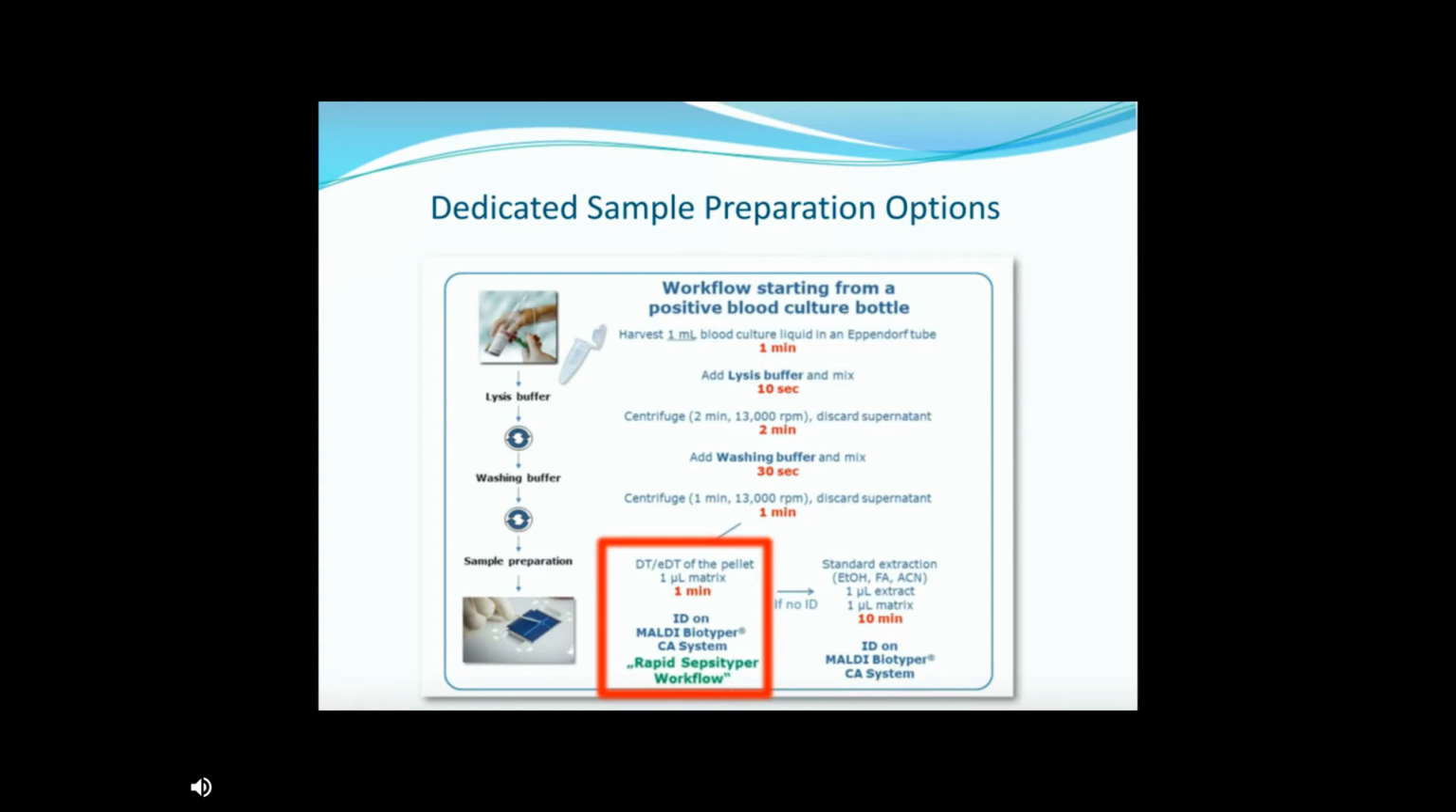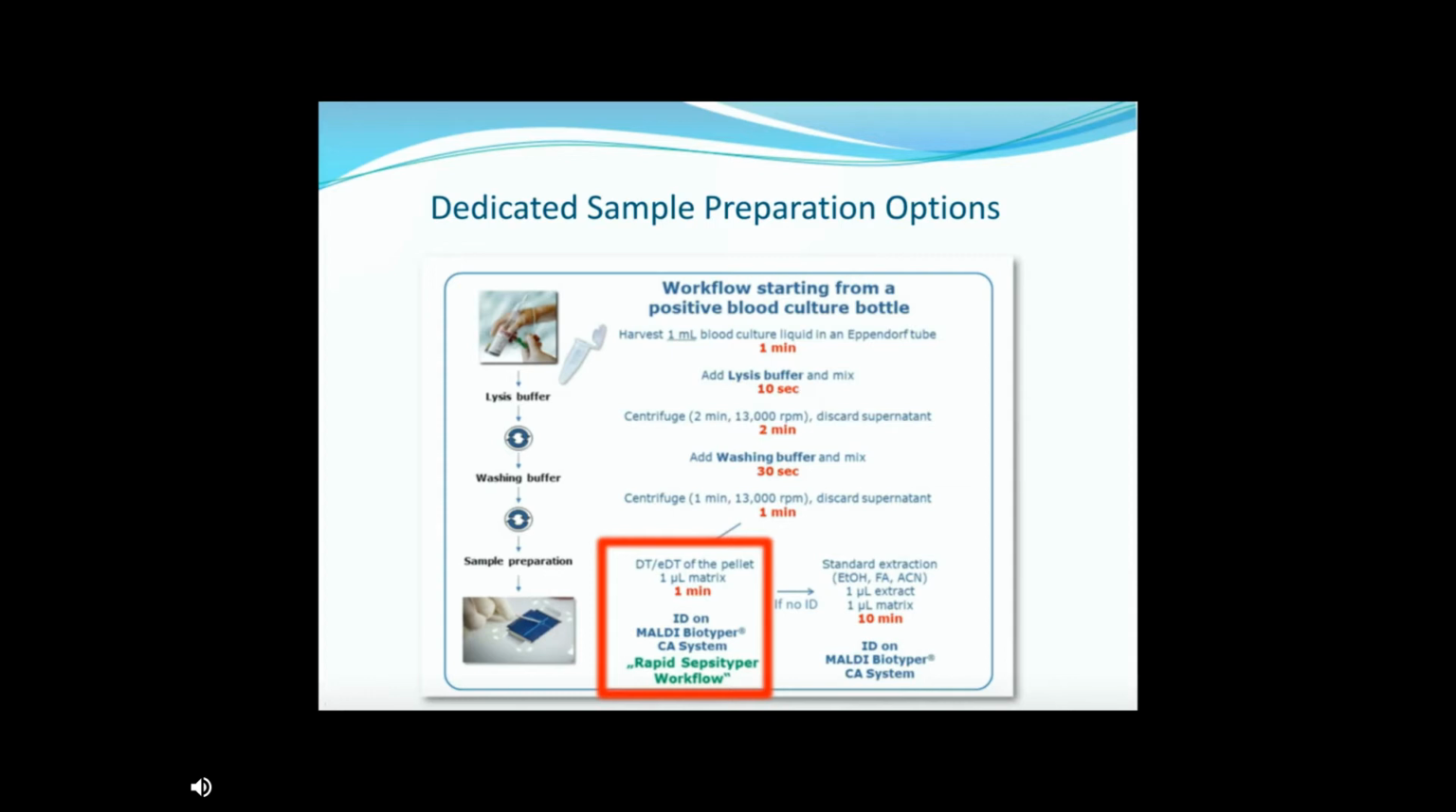We then discard the supernatant, and we add 1 ml of the washing buffer. We'll mix that, and then we centrifuge that for 1 minute. We then discard that supernatant, and we should see a pellet on the bottom, and that is what we would use to put on the target, and that's what we use for the identification.